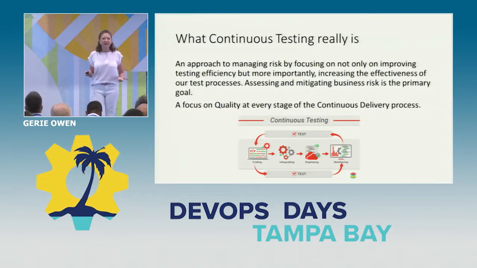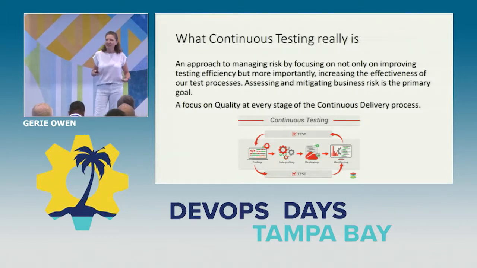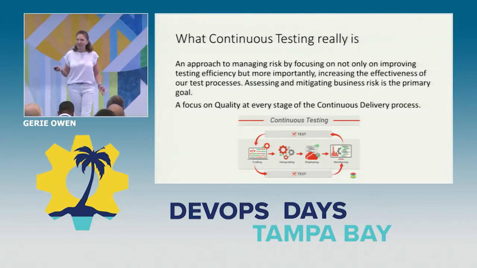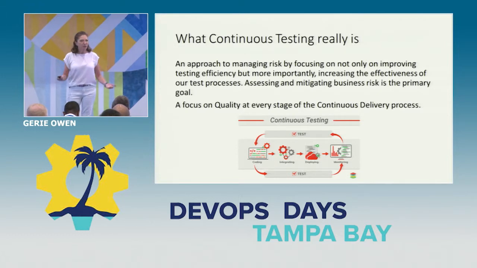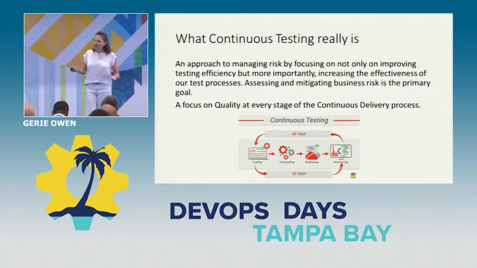Well, it's really an approach to managing risk. It means focusing not only on improving your test efficiency, but more importantly, increasing the effectiveness of our test processes. Assessing and mitigating risk is the primary goal. So it really means focusing on quality at every stage in the continuous delivery process.